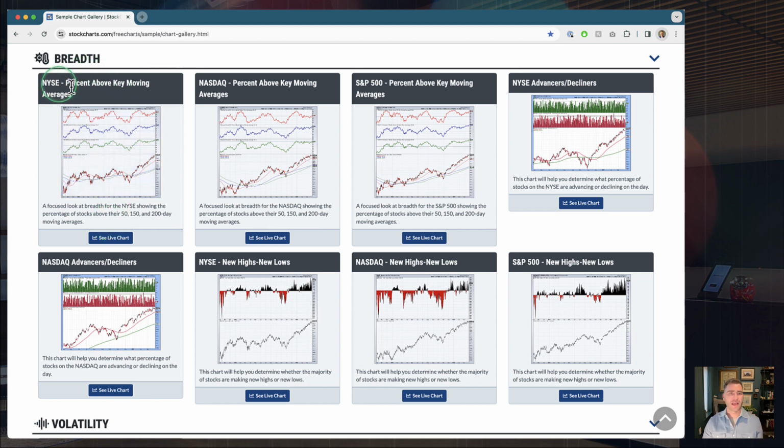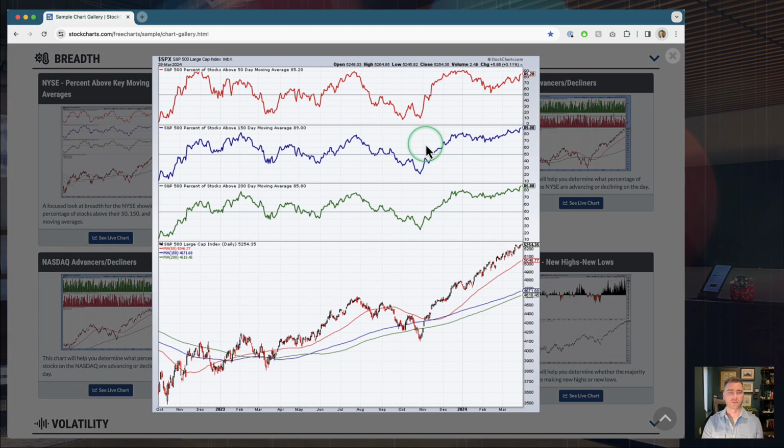So for the NYSE, for the NASDAQ, and for the S&P 500, we have percent of stocks above key moving averages. Let's look at this. We were talking about the S&P 500 a second ago. Let's look at this for the S&P 500.